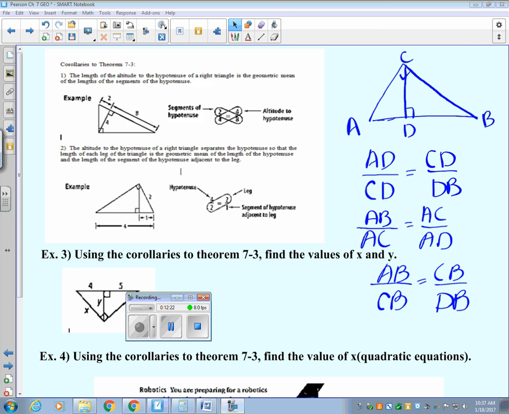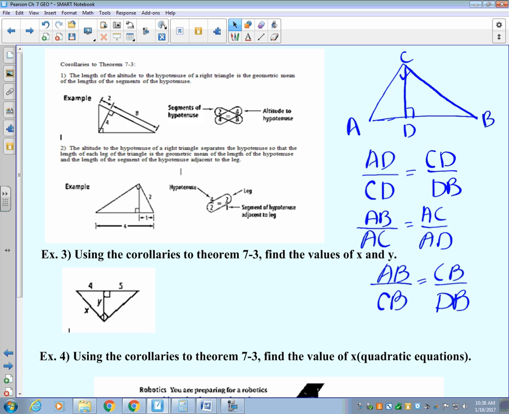Okay, so from our Big Daddy triangle being similar to these 2 little guys, we get 3 proportionality statements. We get AB over CD equals CD over DB. AB over AC equals AC over AD. And AB over CB equals CB over DB. Your job is going to be to look at your problem, match it up with your original triangle, and figure out which one of these 3 proportions you're going to use.